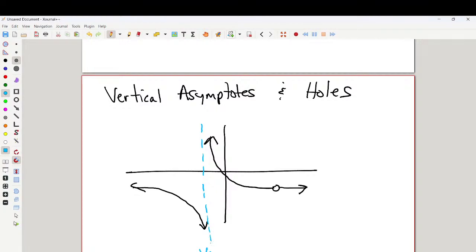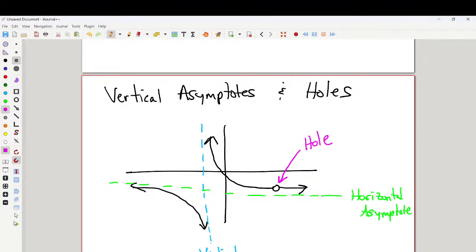This is a vertical asymptote. Not to be confused with what we just talked about, but I'm still going to put it in here anyways. This would be a horizontal asymptote. And this right here is a little break in the graph.